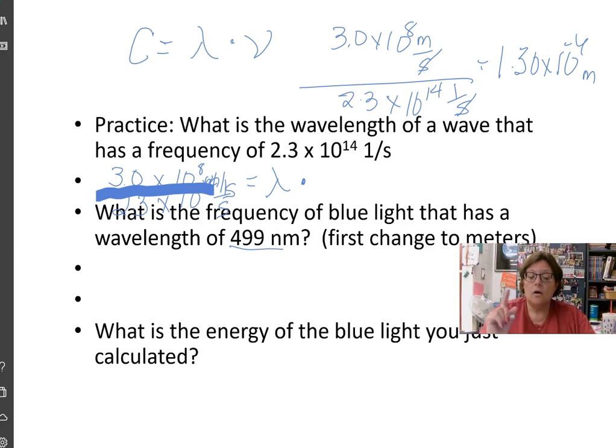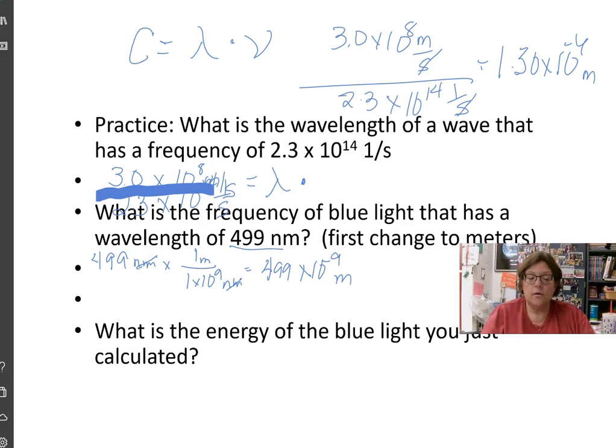So now we're going to go the other direction. First, we have to change nanometers to meters. 499 nanometers. We know that 1 meter is equal to 1 times 10 to the 9th nanometers. So we're going to get 499 times 10 to the -9th meters.